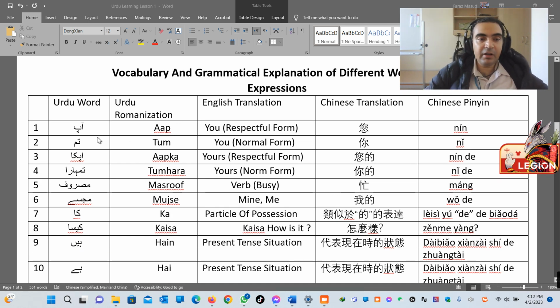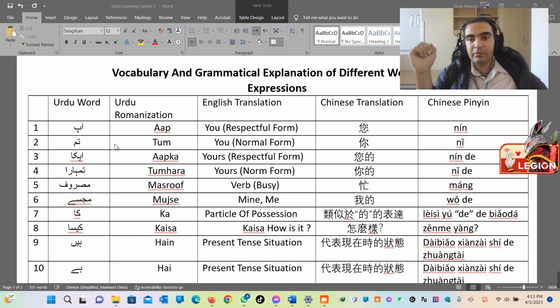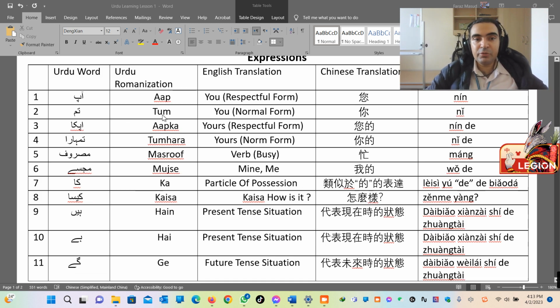Our first word is aap in Urdu. Aap, we say it's a respectful form of you, the word you. So normally in Chinese, the same kind of expression is used as nin, and in Urdu we call it aap. And the second expression is the word tum. It's the normal form of you, and in Chinese we say it like ni.